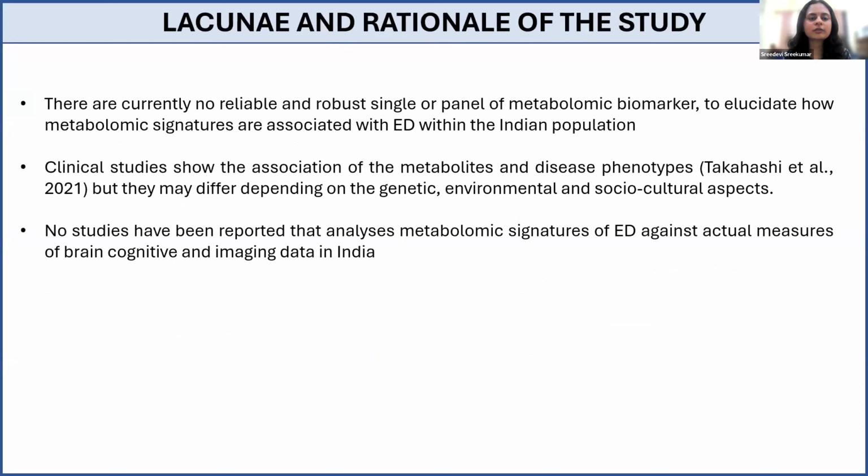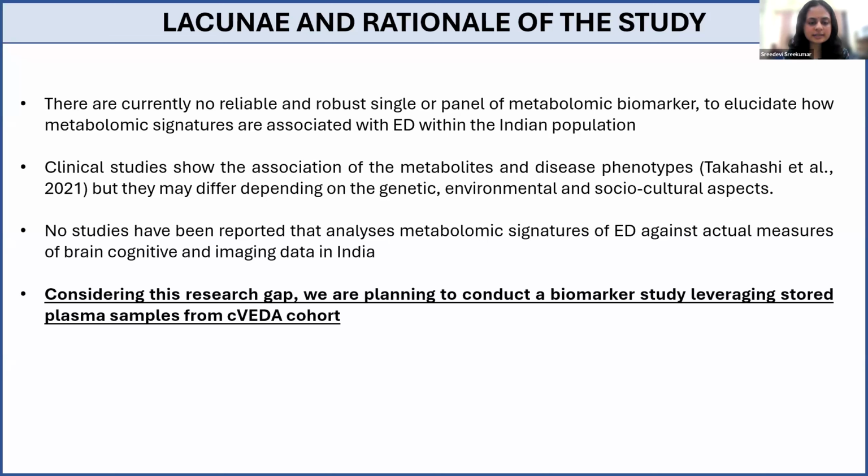So what is the lacuna in the current field, and what is the rationale of my study? Currently there is no reliable and robust panel of biomarkers or a single biomarker associated with externalized disorder in the Indian population. Even though such markers are available in other countries or populations, they cannot be extrapolated to our Indian scenario, because there will be variation in genetic, environmental, and socio-cultural factors. Also, there are no studies as of now that correlate the metabolomic signature with brain cognitive and imaging data.